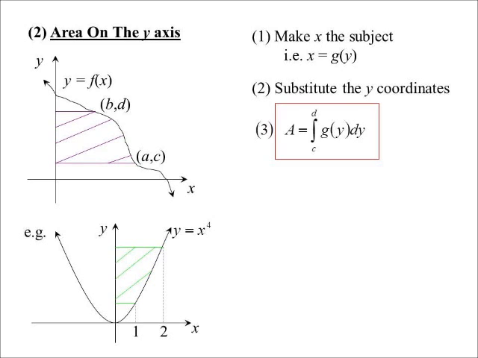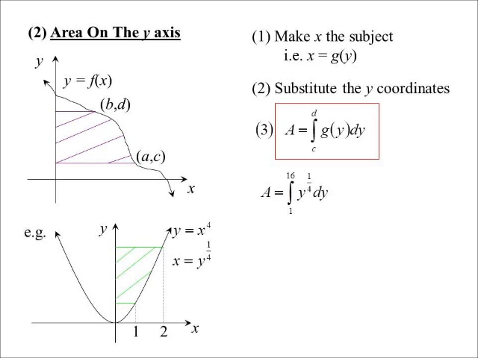Now I know the x values are 1 and 2, so in order to do this integral I'm going to have to work out the y values. And I'm going to have to rewrite the equation to make x the subject, so I've got it in terms of y. So x will be y to the power of a quarter. And so my integral will go from 1 to 16, the y values, y to the power of a quarter, dy, because we're going to the y-axis.